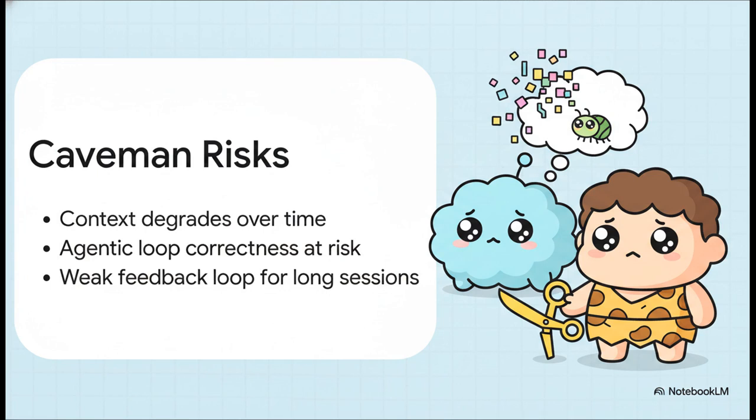But we do need to have a pretty serious talk about the risk here. When you aggressively trim AI outputs using something like Caveman Ultra Mode, you risk context window degradation over time. Remember, the agentic loop relies heavily on its own message history to maintain context. If you shrink those outputs down too much, the feedback loop for long-running sessions starts to degrade, and that puts the entire correctness of your codebase at risk. The AI simply forgets important details because, well, it wasn't allowed to write them down in its own history.